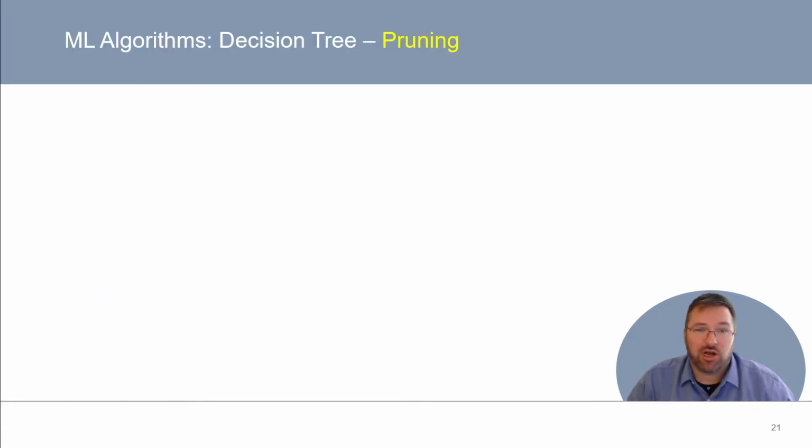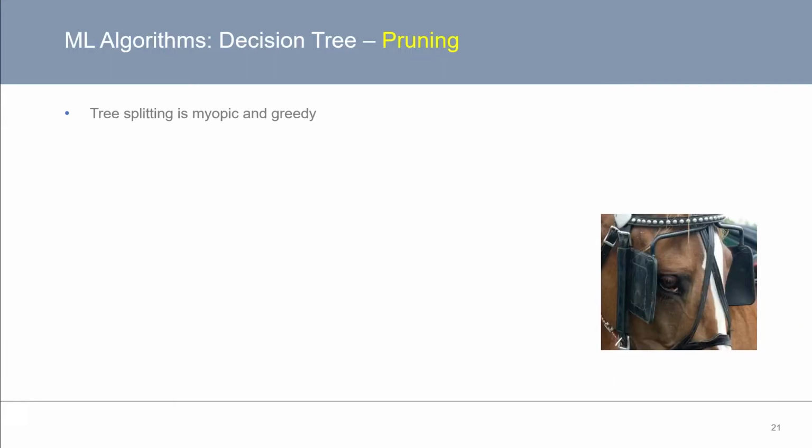Let's briefly talk about why pruning can be helpful. Specifically, decision tree splitting is a myopic and greedy process. I describe it as myopic or nearsighted because during each split, the algorithm can only consider the impact of one feature at a time. So in other words, it's seeking to pick the best split at that point in the tree without perspective of what will be the ideal split for the entire future tree as a whole.